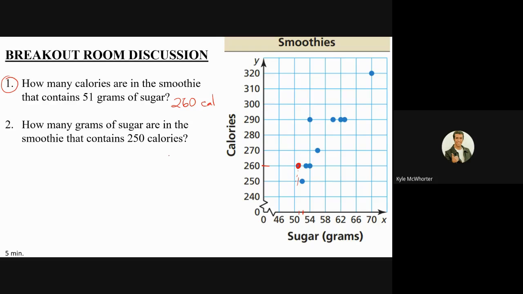How about somebody different have number two? How many grams of sugar are in the smoothie that has 250 calories? 52. Yeah, so you follow it: 250 calories is here, and that's right halfway in the middle, so that's 52 grams.